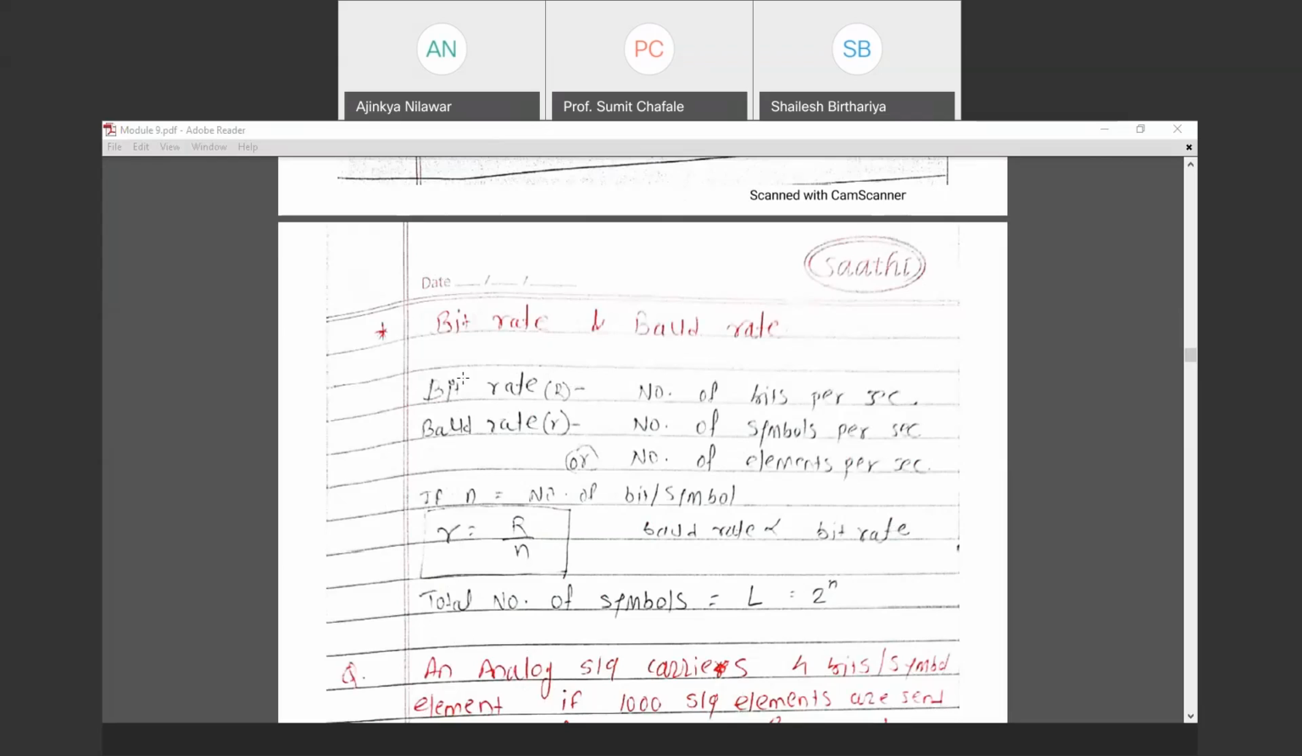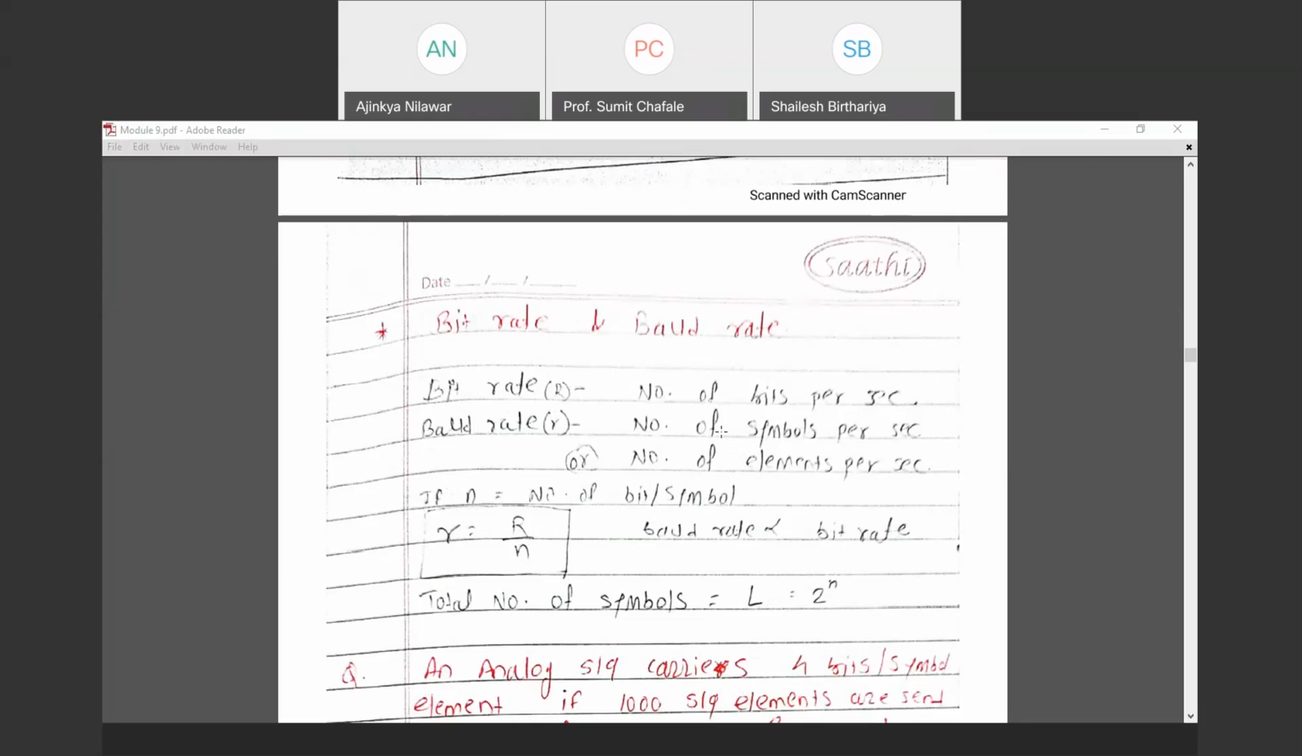Okay. So this is the relationship between bit rate and baud rate. Bit rate is given by capital R and baud rate is given by small r. So small r is equal to capital R divided by n. Baud rate is equal to the ratio of bit rate divided by number of bits per symbol. The total number of symbols is the same: Q is equal to 2 raised to n, L is equal to 2 raised to n.